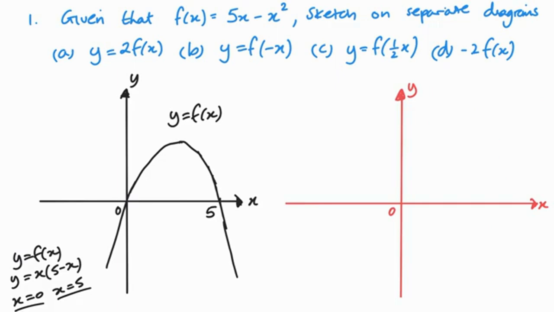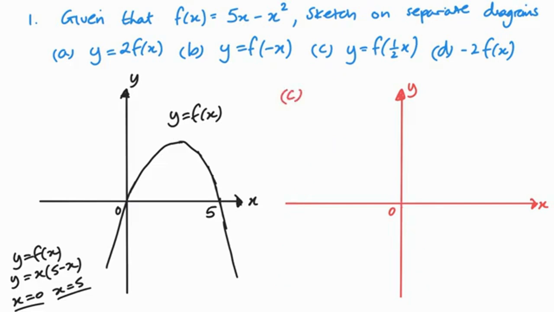Now let's have a look at what happens at part B. So we're looking at y equals f of minus x. Inside affects the x. We're dividing them all by -1. So now we need to reflect our graph in the y-axis. So we end up with something like this for part B.